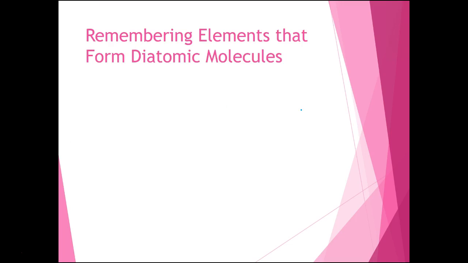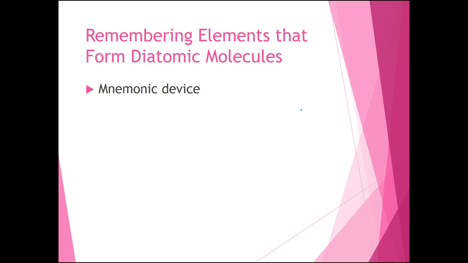We need to remember the elements that form diatomic molecules. See, a diatomic molecule is simply this: a molecule that's formed by a covalent bond with two atoms of the same kind. There are 7 elements on the periodic table that always form diatomic molecules, so you will never find them as single atoms anywhere.